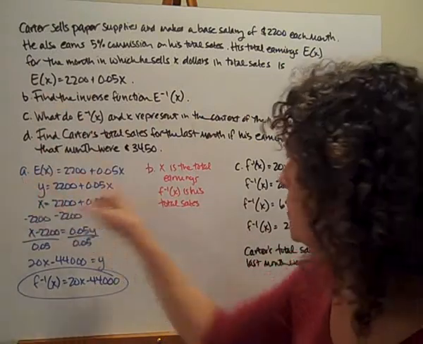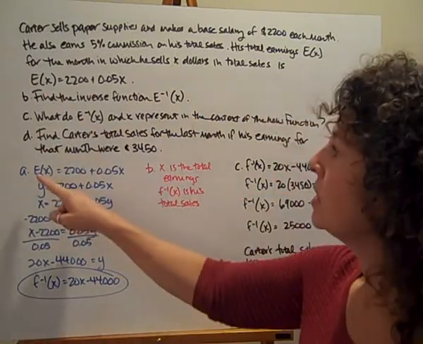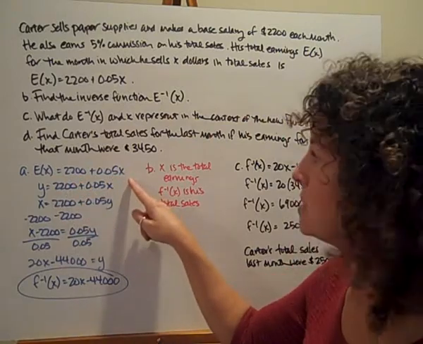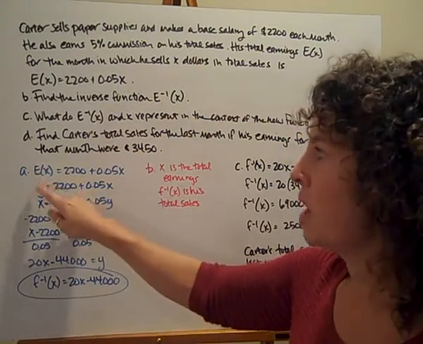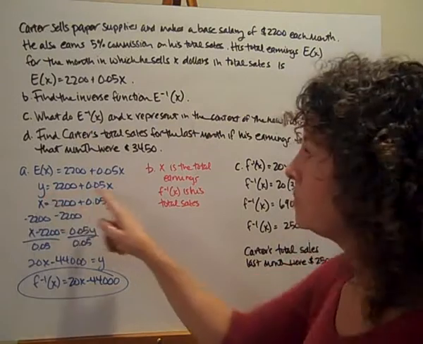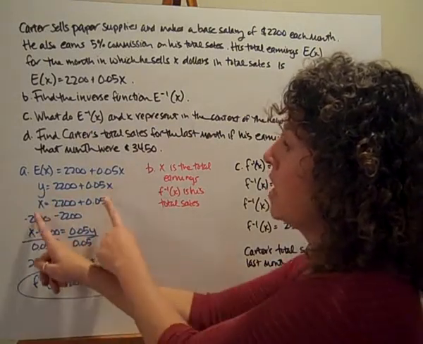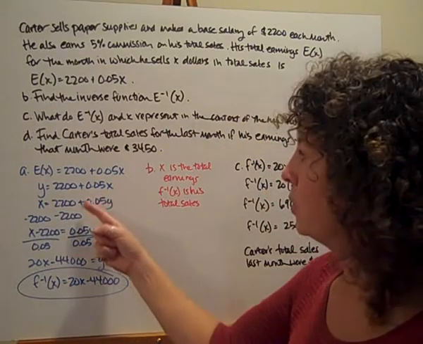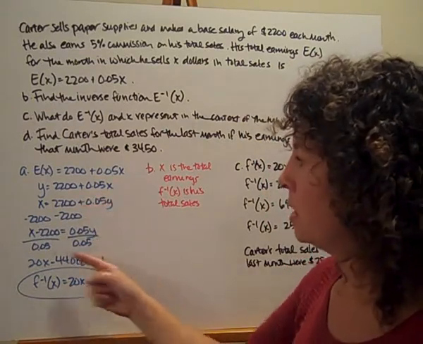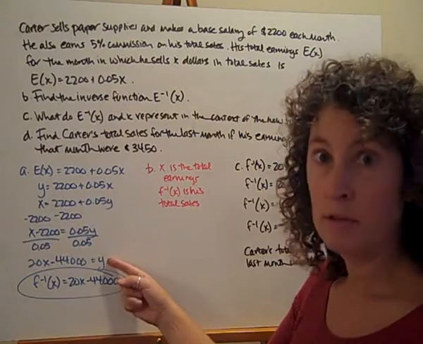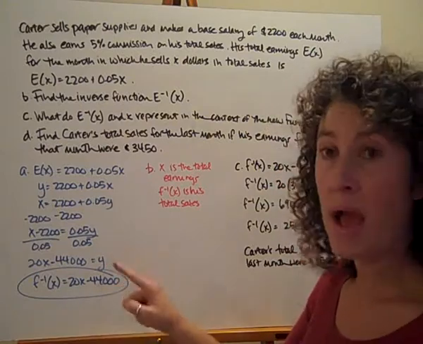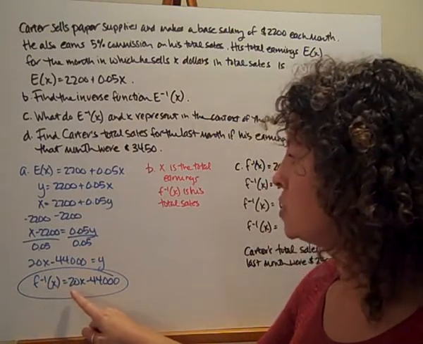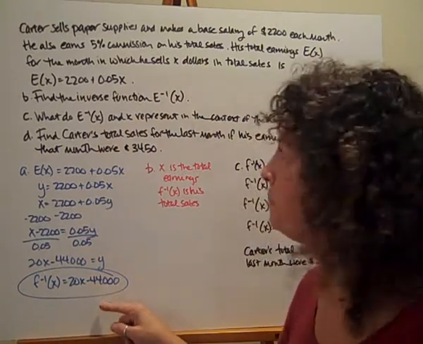Oh, and this should be B, C, and D. We have our E of x equals 2,200 plus 500ths x. So we're going to take out the E of x and replace that with y. Next, we're going to switch the x and the y in our equation. And now we're going to isolate the y variable here. So we do what we normally do here, and we end up with our y by itself. Now we take the y out and we replace it with f negative 1 of x, and that is equal to 20x minus 44,000.